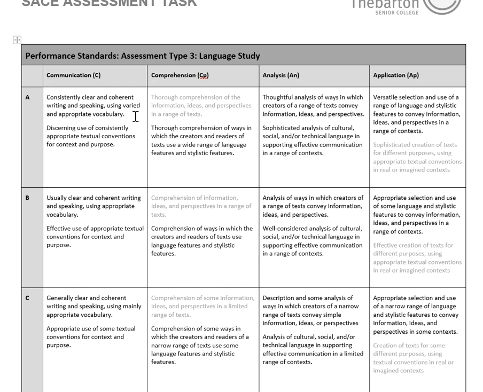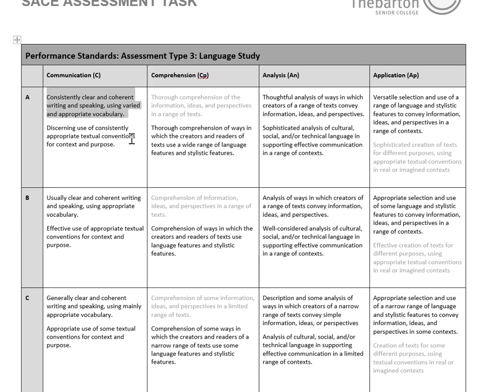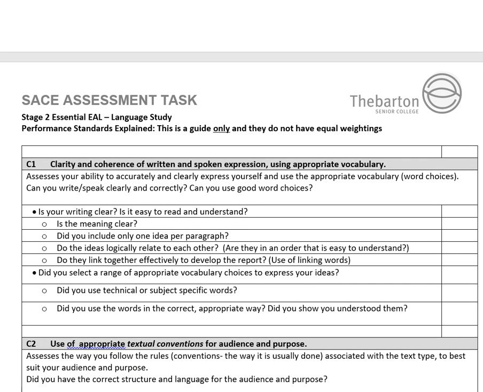Okay, so first of all, looking at C1 or Communication 1, consistently clear and coherent writing and speaking using varied and appropriate vocabulary. This one should be a bit familiar to you. We have looked at it before. So on our task sheet, this one assesses your ability to accurately and clearly express yourself and use the appropriate vocabulary.